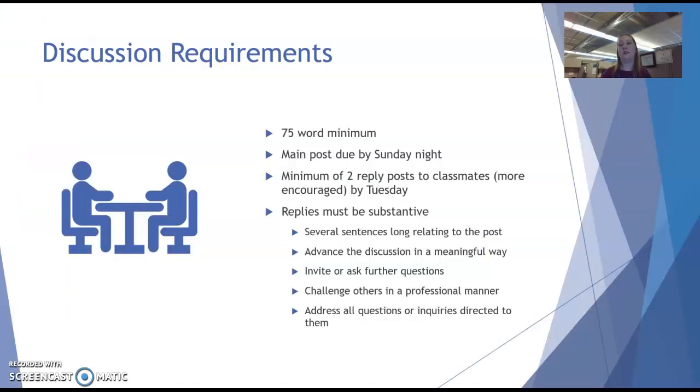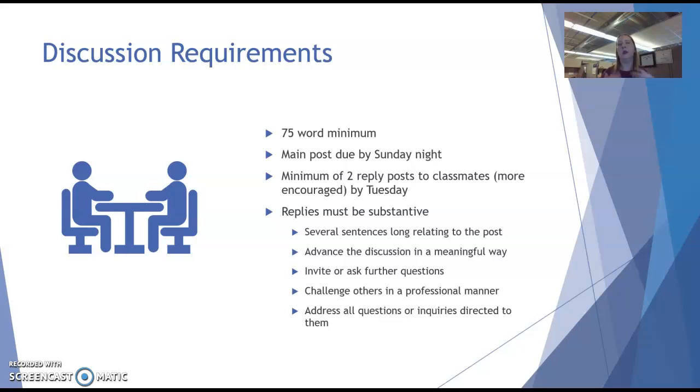When you are doing a discussion, you want to make sure that you have 75 words minimum. Your discussion posts are due Sunday night, the main post. Your response to the discussion prompt is always due Sunday night. And then you have a minimum of 2 replies to make to classmates by Tuesday. So you're welcome to make your main post earlier. You can do your reply post earlier, but you want to make sure by Tuesday night you have your response to the prompt and then 2 replies to others.